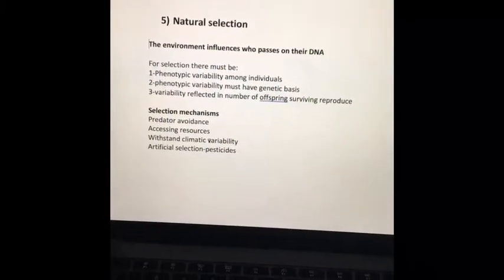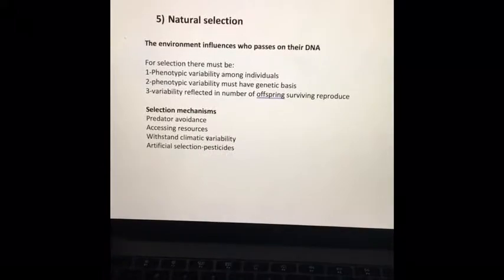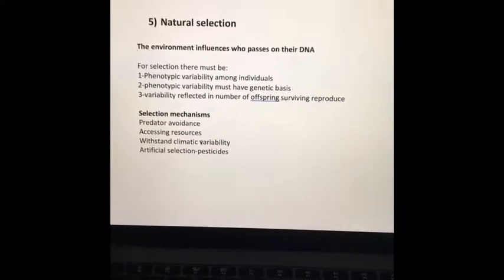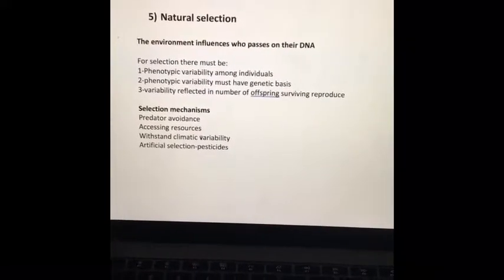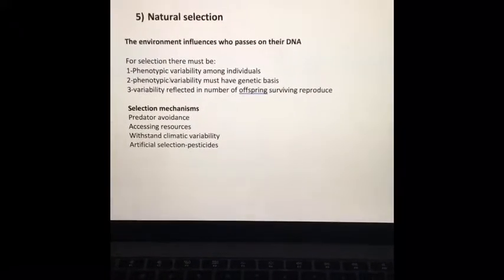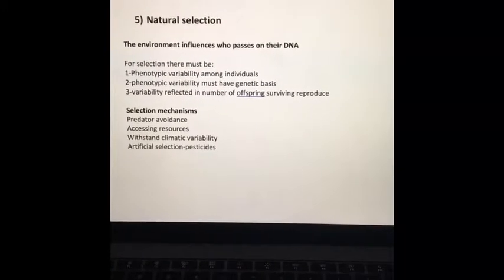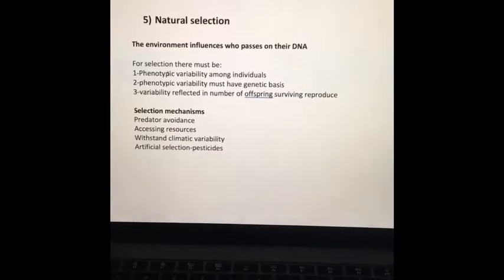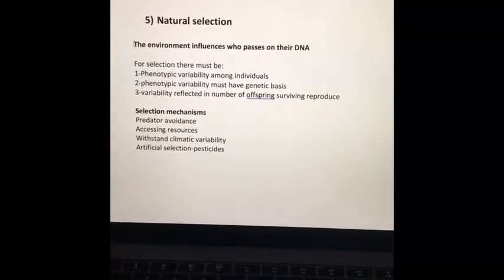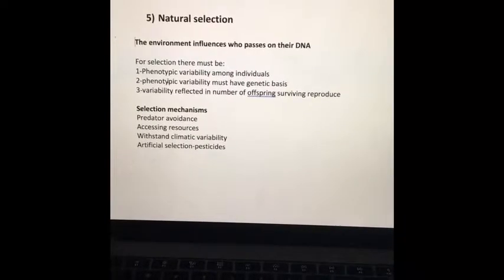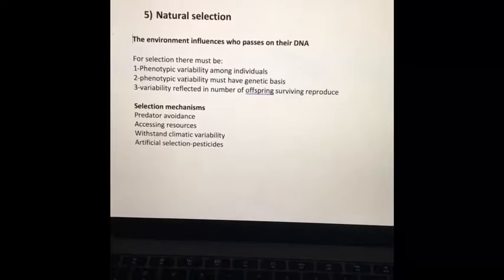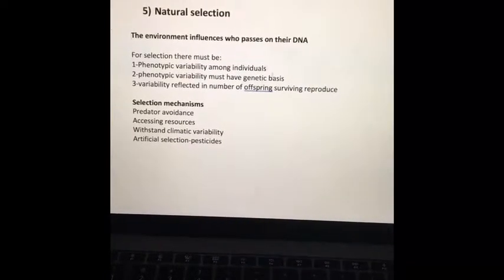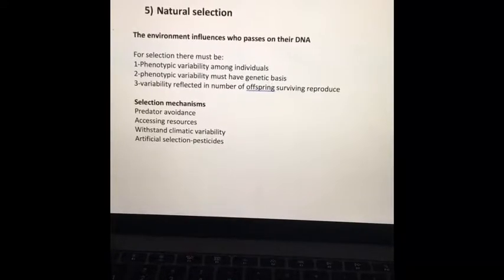Okay, so the fifth agent of evolutionary change is natural selection. Natural selection is when the environment influences who passes on their DNA. And for selection, there must be, one, phenotypic variability among individuals, meaning that not all individuals can be the same, because then you can't select a certain type to pass on their traits. And two, the phenotypic variability must have a genetic basis, meaning it has to be genetic because they have to be passed on. They cannot be nutritional.